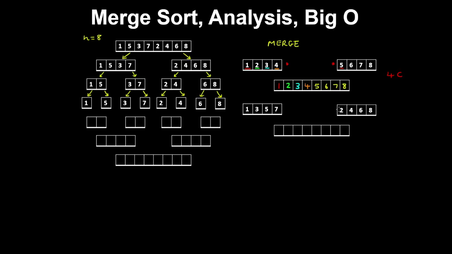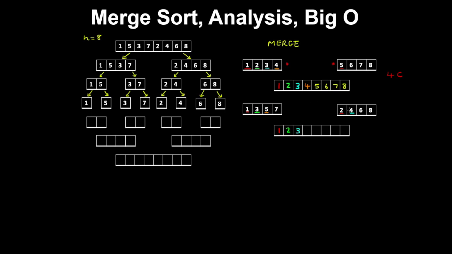Now consider this case where we have 1, 3, 5, 7 and 2, 4, 6, 8 in the two sorted arrays. So again we compare the first elements, and 1 is less than 2, so it gets placed in the merged array, and the iterator shifts to the right, and then 3 gets compared with 2, and 2 is less than 3, so 2 gets placed in the merged array, and the iterator shifts to the right in the second array. And now 3 gets compared with 4, so 3 is less than 4, and therefore the iterator shifts in the left array.